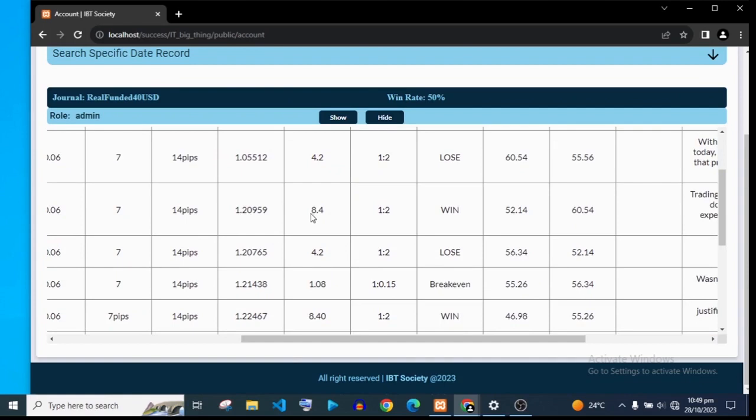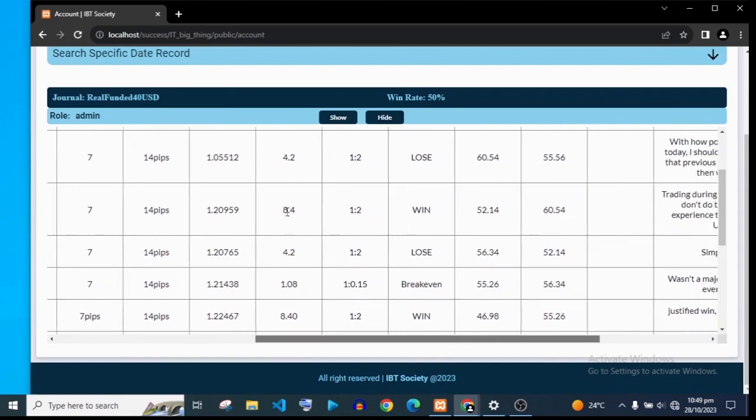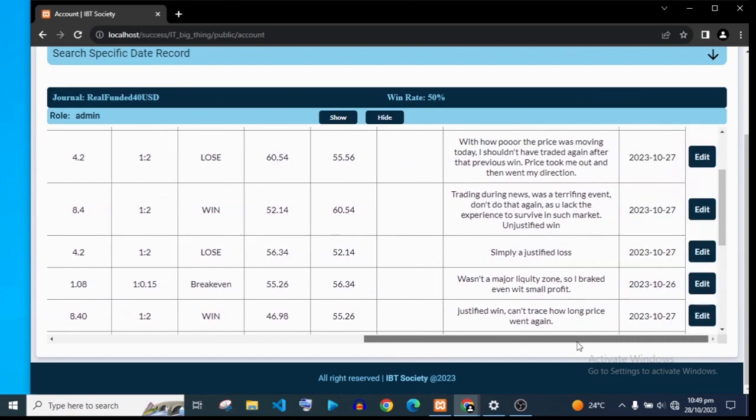So the next day is this day. This seems to be a win, but okay, look at it here. It's a win. So I won. I made 8.4. You see, this is the most important thing: the consistency of the losses and of the wins. So I'm losing 4.2 and I'm getting 8.4. That is the most important thing to pay attention to.